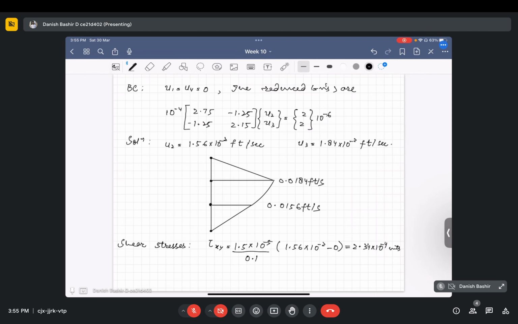Similarly, at the top plate from element 3, I will directly write the value: tau xy is equal to minus 1.66 into 10 to the power minus 6 units. Okay, I hope this is clear to you guys.